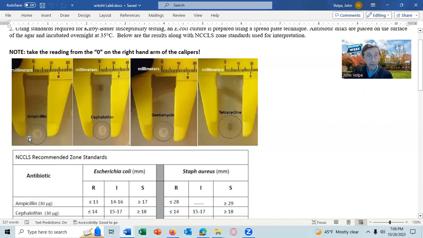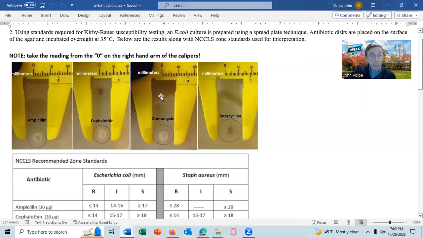So there's the zone of inhibition. The dashed line, and the calipers are measuring it. To measure with the calipers, you have to read from 0 to 0. You cannot read from here to there, because if you notice, right here is not where the 0 mark is. So you have to read from 0 to 0, and that is about 15 millimeters for ampicillin.